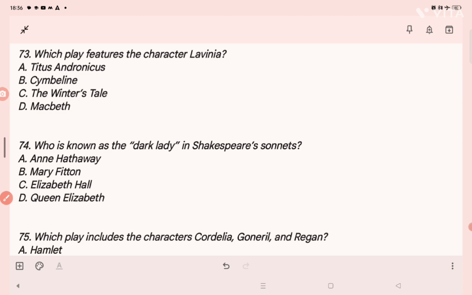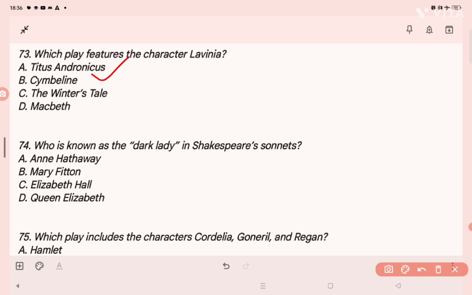Which play features the character Lavinia? Option A, Titus Andronicus. Lavinia is a tragic character in Titus Andronicus who suffers violence at the hands of her captors.